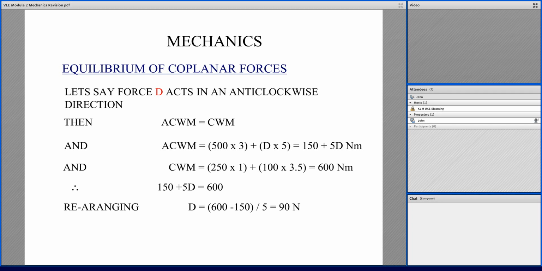To solve this problem, we assume that ACWM is equal to CWM, and that is 1500 plus 5D is equal to 600. D is just a matter of some transposition of formula. 5D is equal to 600 minus 1500, which is negative 900 newtons, or shall I say minus 900, dividing through by 5 then.